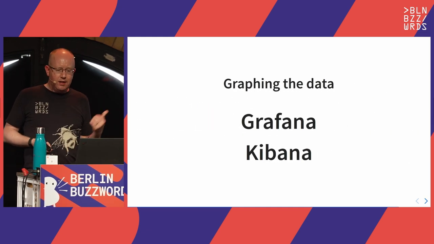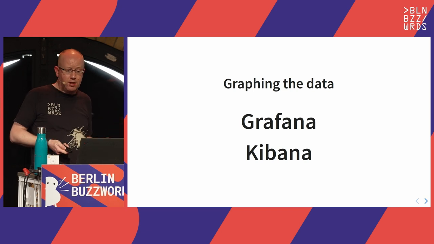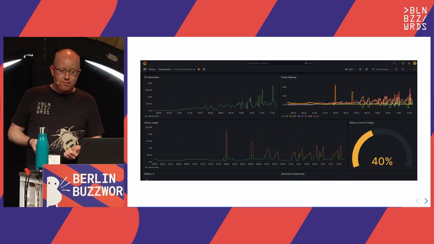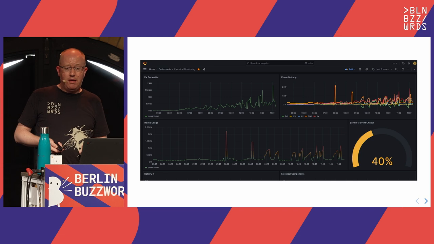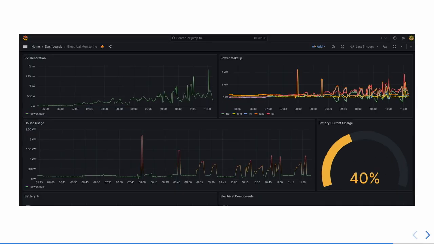So, graphing the data: Grafana, Kibana, both really good. I picked Grafana because that's what we were using at work at the time. And with about 5 minutes of work, you can get this kind of graph up, which is really cool. So this is connecting to the Influx database. It's reading the data out. We're picking which thing we want and showing off all sorts of different kinds of graphs that we have.